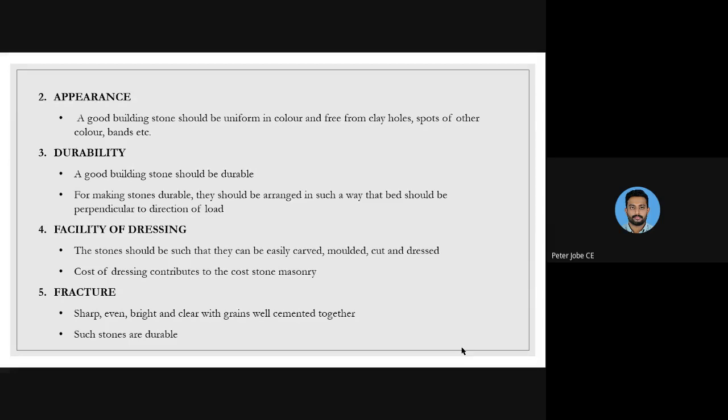We can't use limestone actually for construction purposes, because any sedimentary rocks cannot be used for construction purposes, because the grains will be loose in nature. So this is the property regarding fracture.